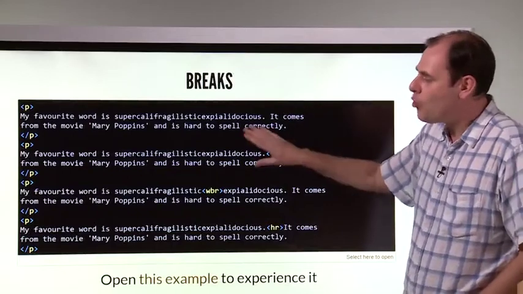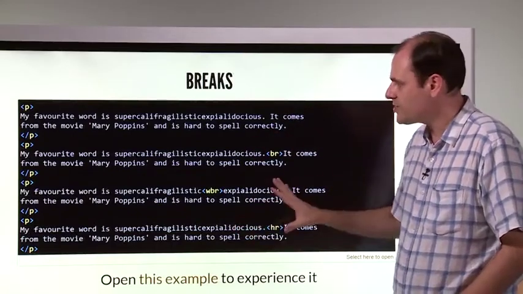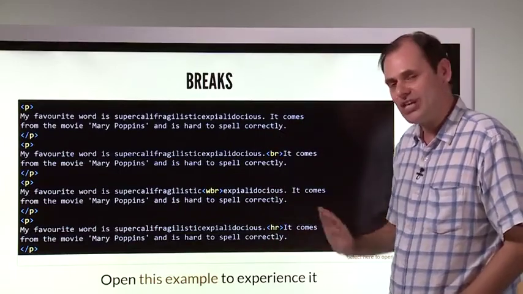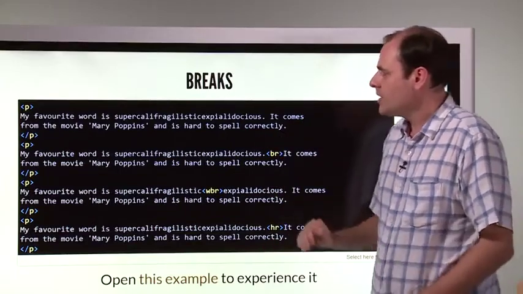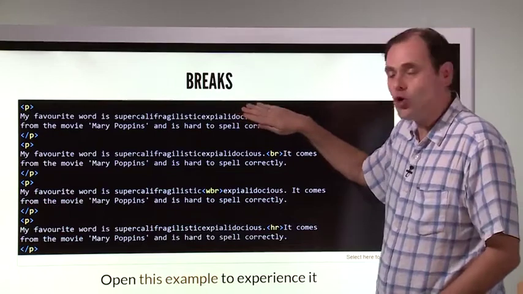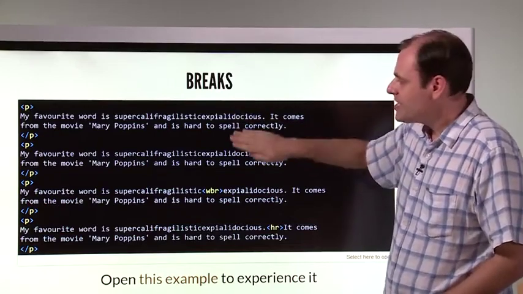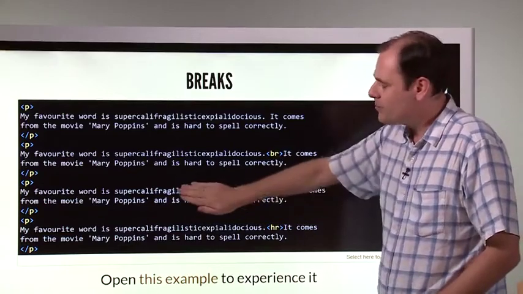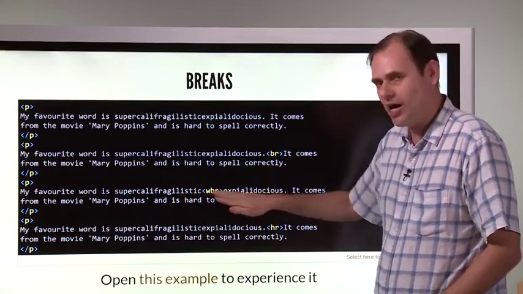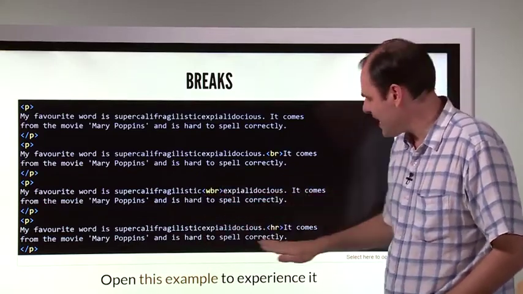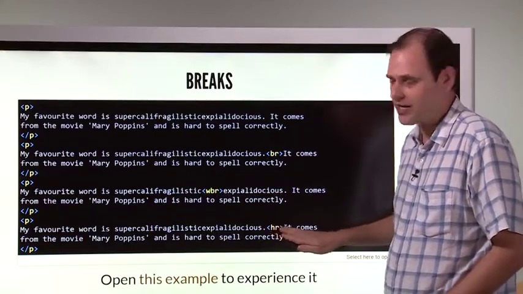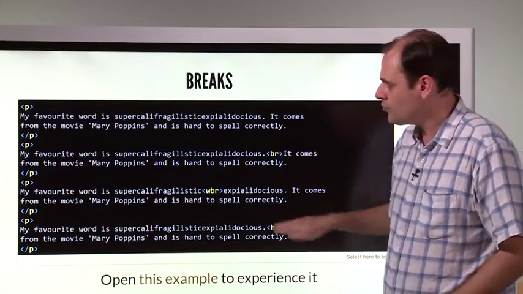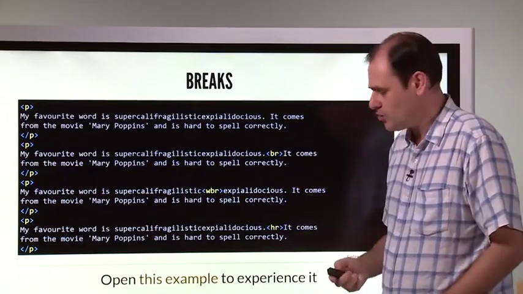We've got 4 paragraphs in this example. They're all exactly the same text. This first paragraph has no special tag at all. Second paragraph has a break tag, BR. Third paragraph has a WBR tag. Fourth paragraph has an HR tag, right? Element, I should use the word element. Okay, so we've got 1, 2, 3 types of element being used.